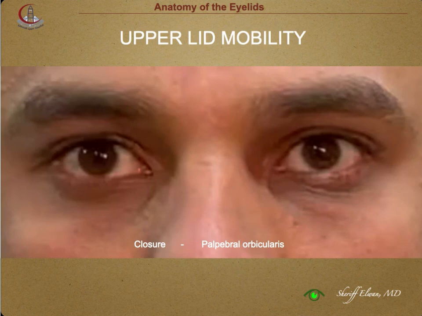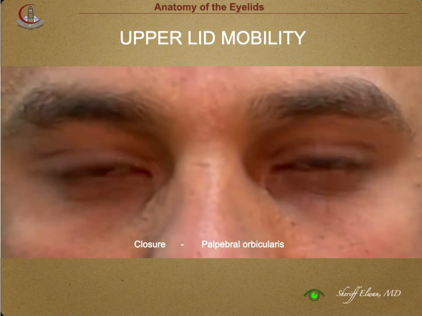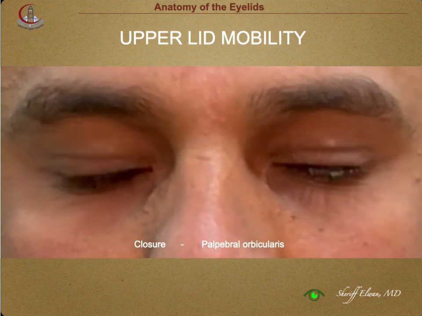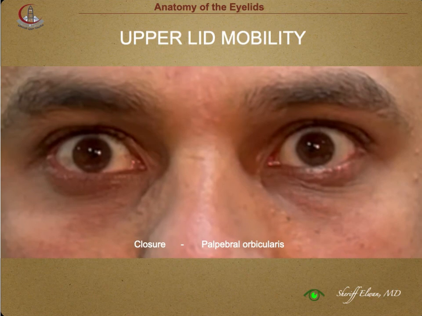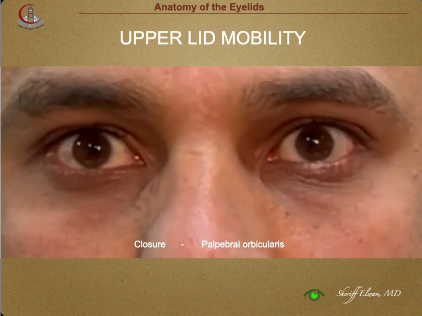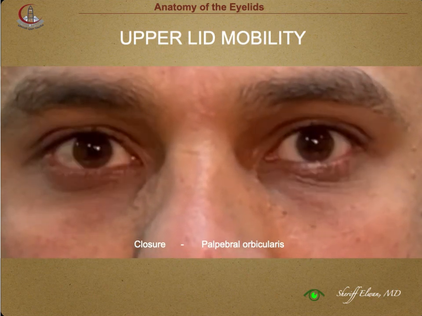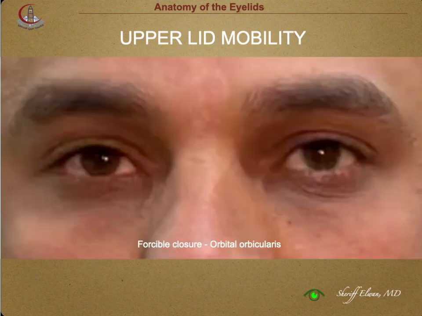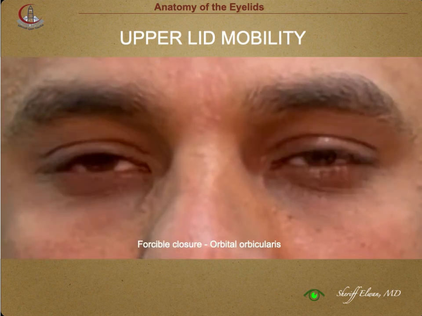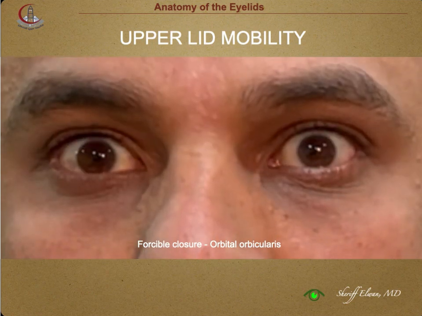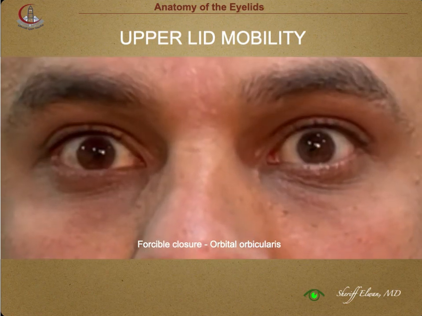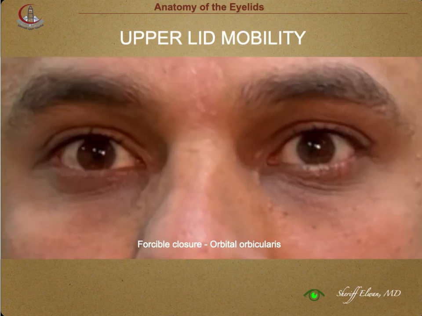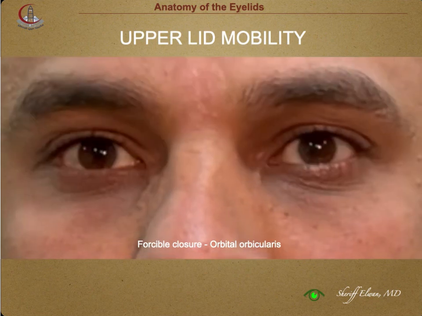Now we shift to upper lid mobility, and let's check this video of closure of the eyelids affected by the palpebral orbicularis. This simple non-forcible closure is the effect of contraction of the palpebral orbicularis. Now, forcible closure is an effect of contraction of the orbital orbicularis. These are the fibers that have a complete circle around the orbit.